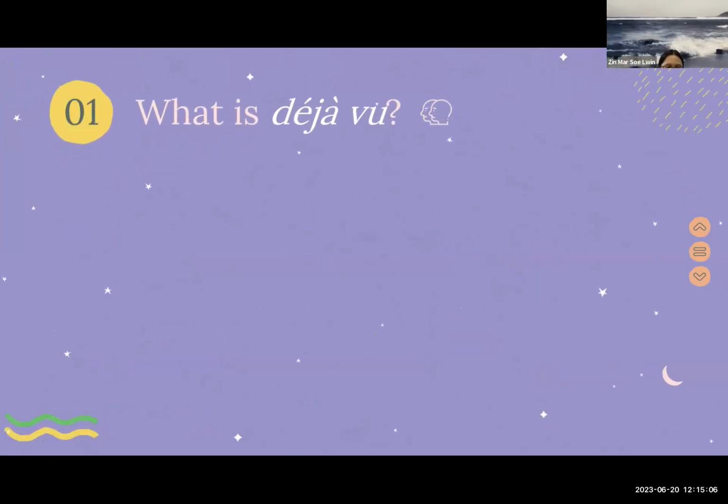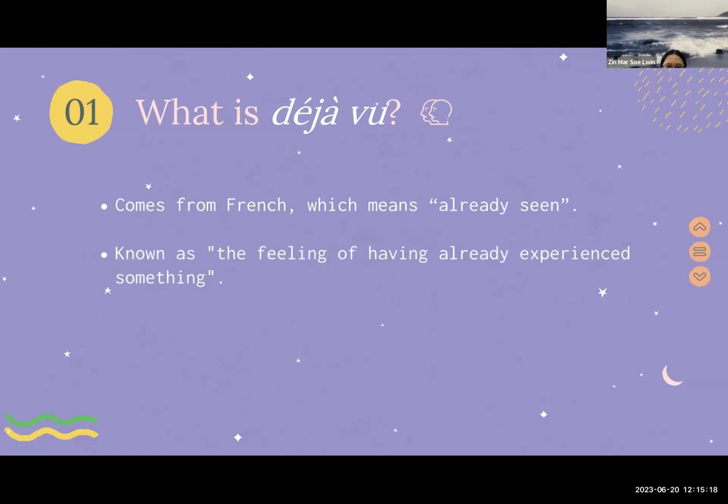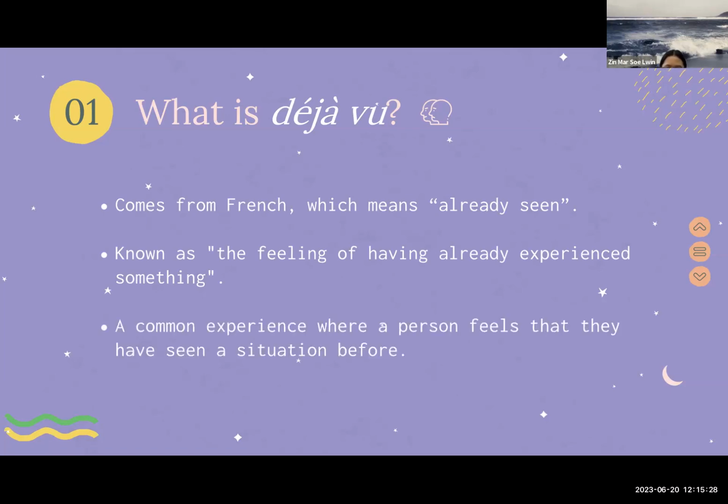What is deja vu? The phrase deja vu comes from the French language and literally means already seen. It's used to describe the feeling that one has experienced a situation or event before, even when that is not the case. It's a familiar feeling that can be quite unsettling at times. It's a common experience where a person feels that they have experienced a situation before, even though they are experiencing it for the first time. Some people describe this feeling as being in a dream or in a time loop. It is estimated that 97% of people have experienced deja vu at least once in their lives.